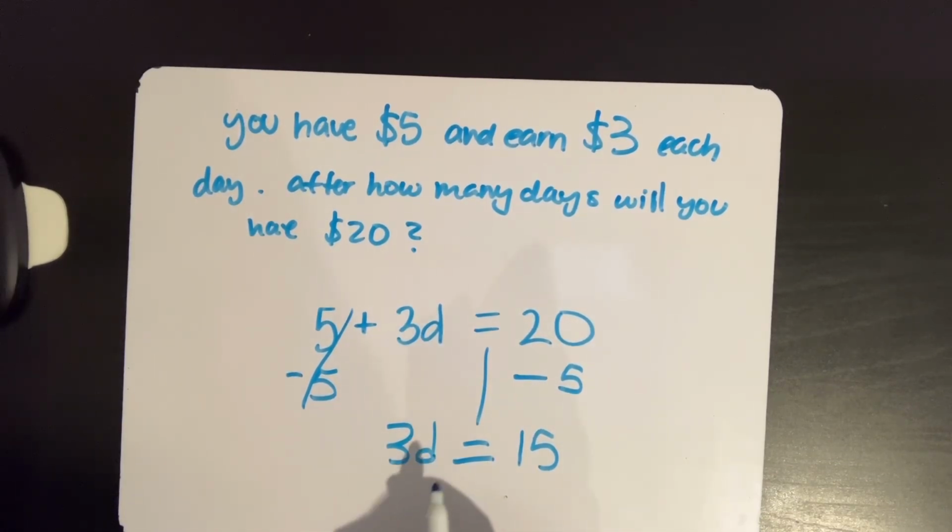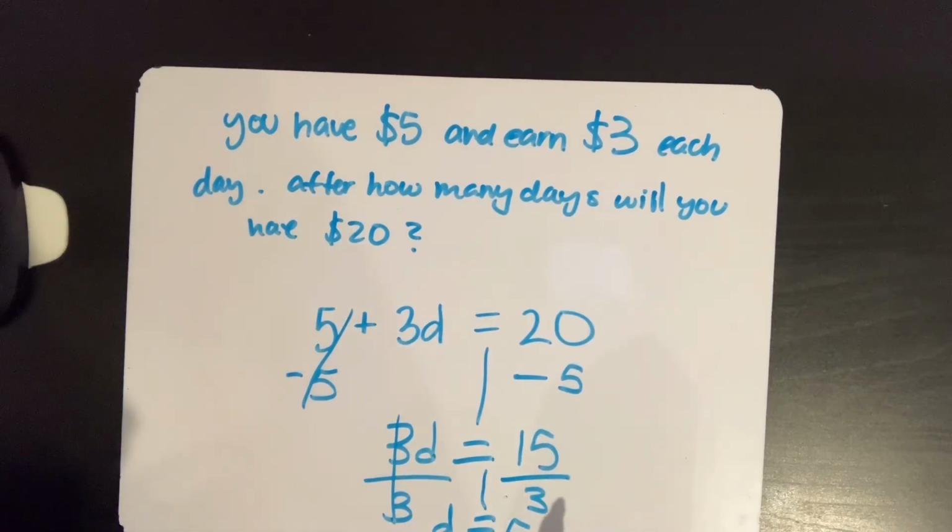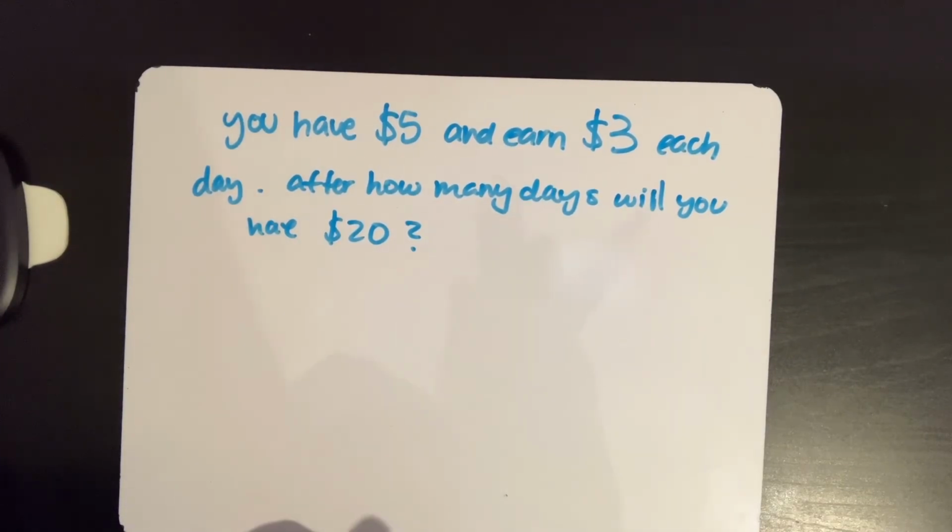Then we're going to divide both sides by 3, cancels out, left with our variable, and it takes 5 days to get $20. Let's check our work with this other method. This method is not exactly modeling equations, but you can use it as a check to make sure you're right.